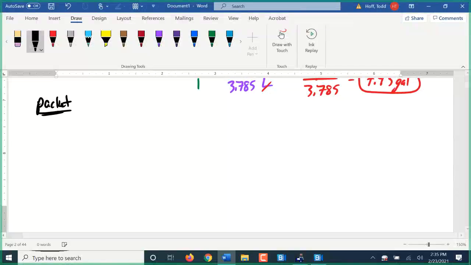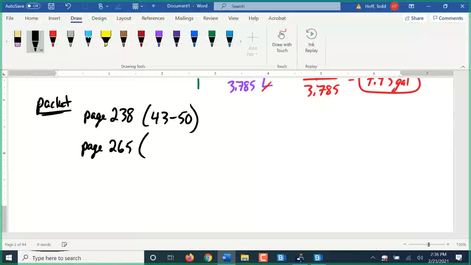With that, that's about all I have for new material. Looking at the packet we're working out of, page 238, problems 43 through 50, deal with standard units of capacity and volume. Page 265, problems 41 through 48, deal with metric units of capacity and volume. I'll let you have our last 13 minutes or so to get started on those. I'll be on the network to answer any questions if anything should come up.